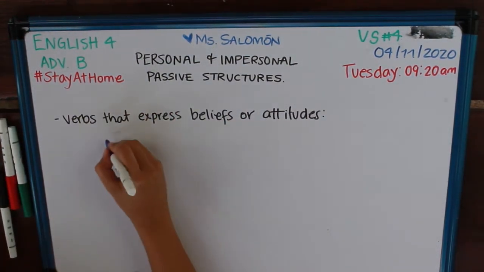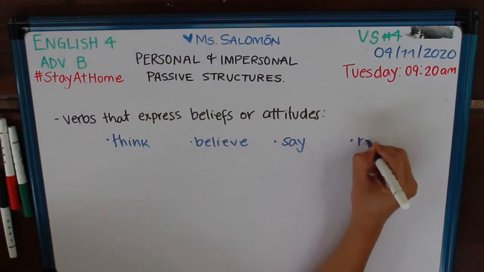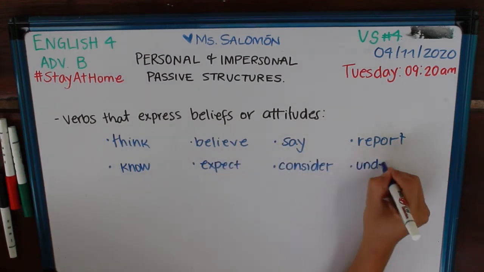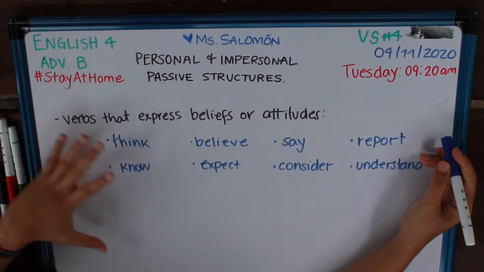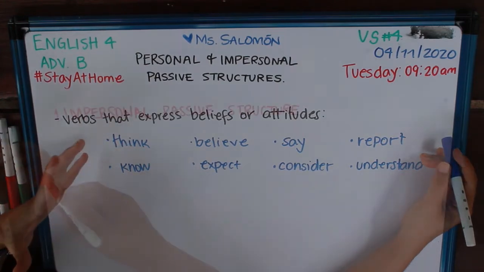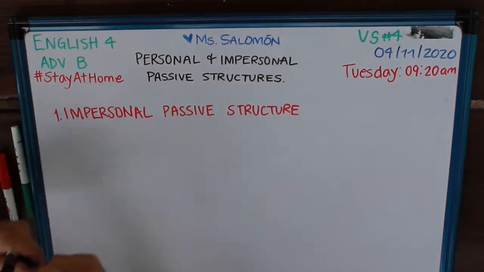Such as think, these are the verbs that we are going to use when talking about personal and impersonal passive structures. Notice that all of these verbs express beliefs or certain attitudes. Okay? Let's start off with the impersonal passive structure.